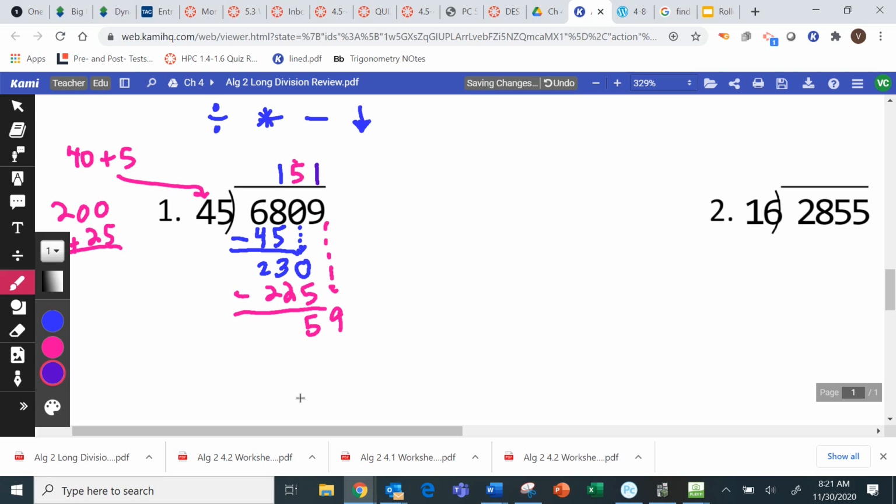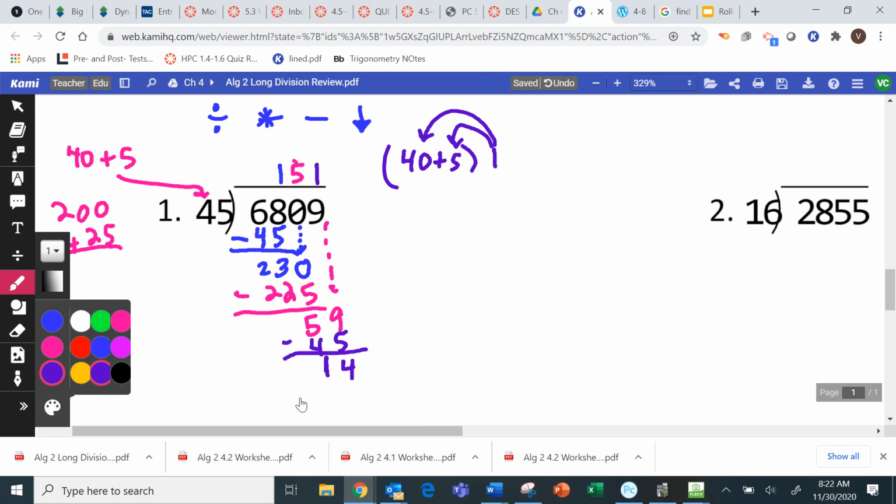Now we multiply. Look, I'm doing 1 times 40 plus 1 times 5. I'm distributing. That seems like a lot of work, but that's what we really are doing, and you have to understand that because that's what we're doing today. Now we're going to subtract, and I get 14. Now, unless I made a silly mistake, my answer should be 151. Now let's write our answer as a mixed number.